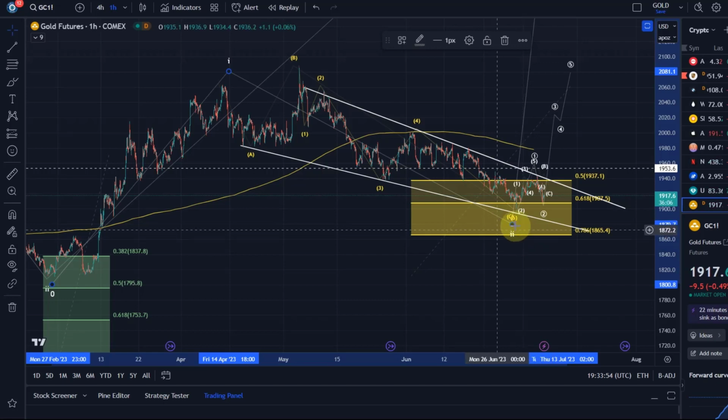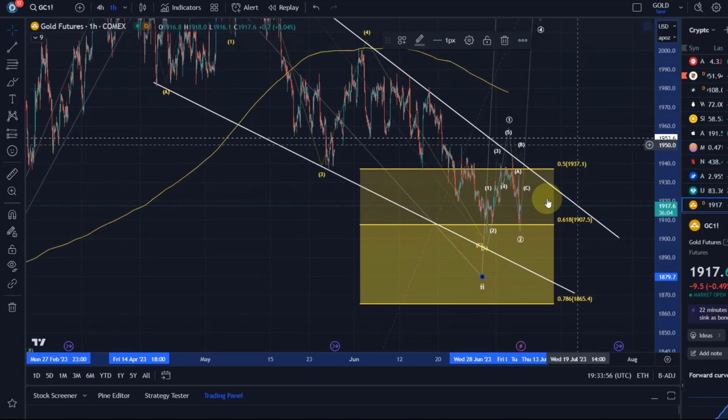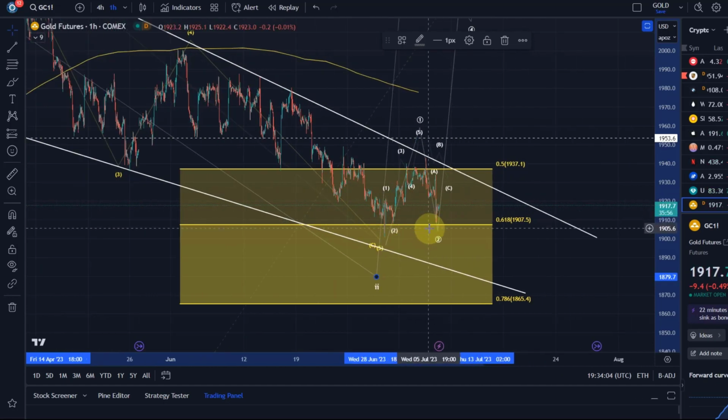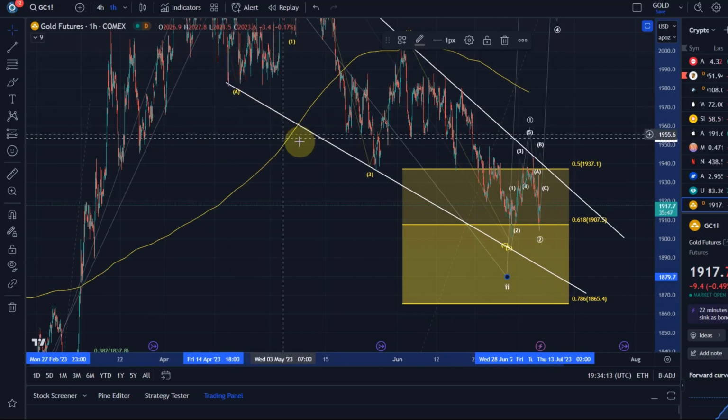It certainly reacted nicely to the 1907 level a couple of times. That is the golden ratio, the 61.8 Fibonacci retracement level. So if it turns around, it should ideally turn around here, or if it goes any lower, 1865 will be the next major support. You could also argue that maybe the trend line is going to provide some temporary structural support on the way down.